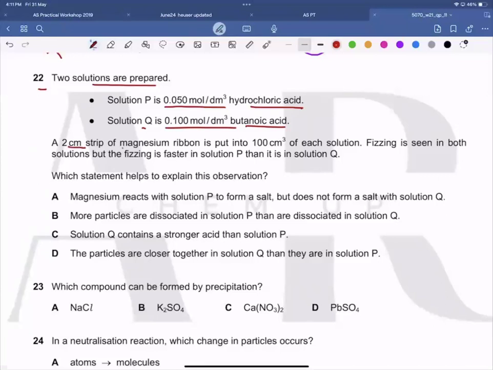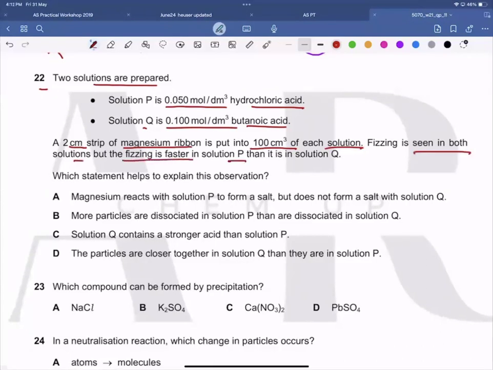A 2 cm strip of a magnesium ribbon is put into 100 cm³ of each solution. Fizzing is seen in both solutions, but fizzing is faster in solution P than in solution Q. The reason is that P is a strong acid, and here we have a weak acid. Which statement helps to explain this observation? A: Magnesium reacts with solution P to form a salt, but does not form a salt with solution Q. That is completely wrong, because both P and Q are acids, so both react with metal to form salt and hydrogen.